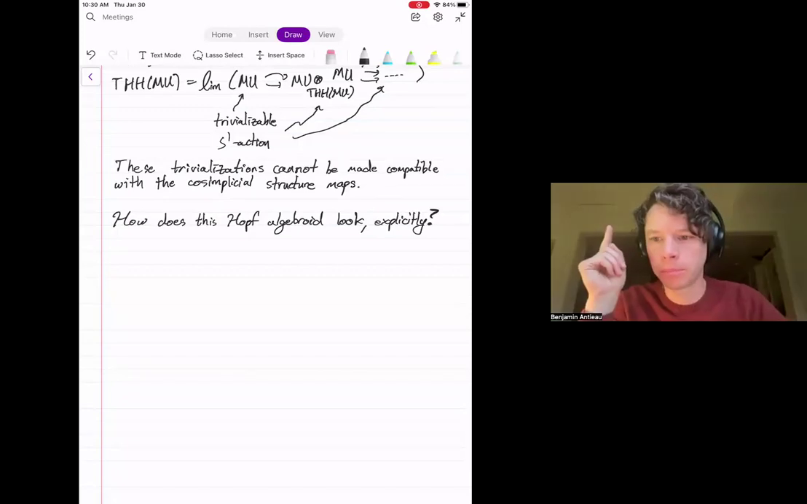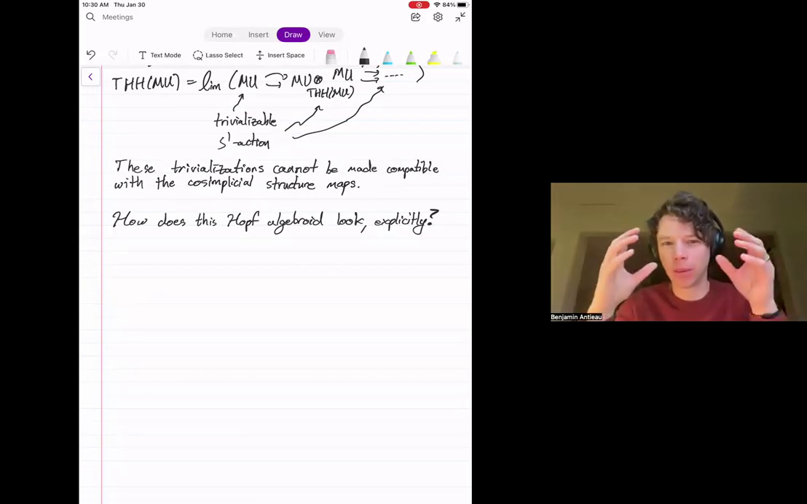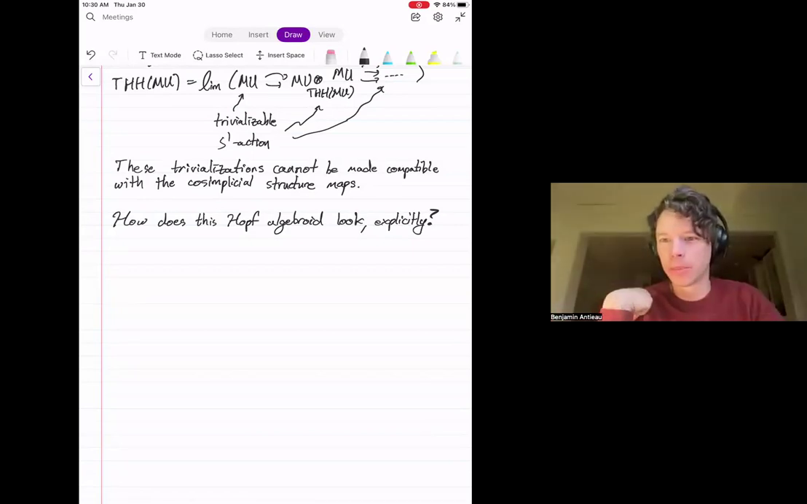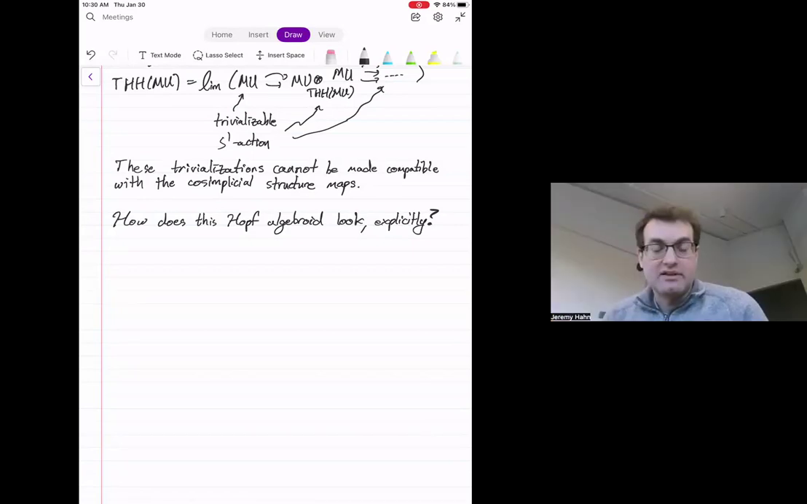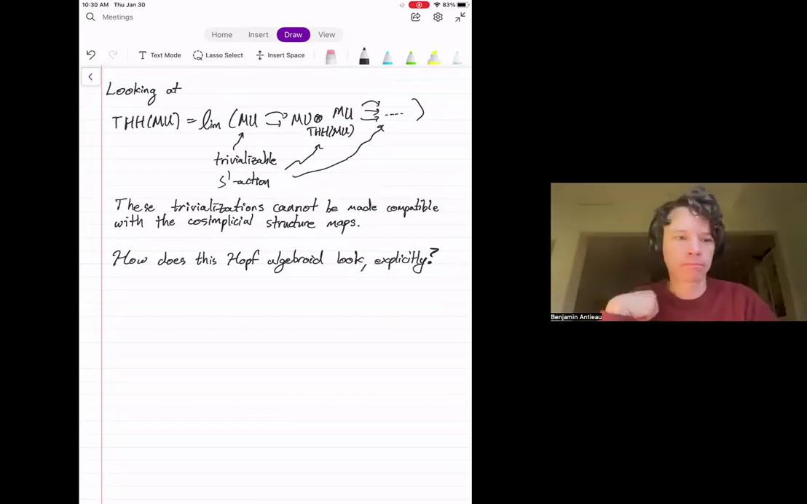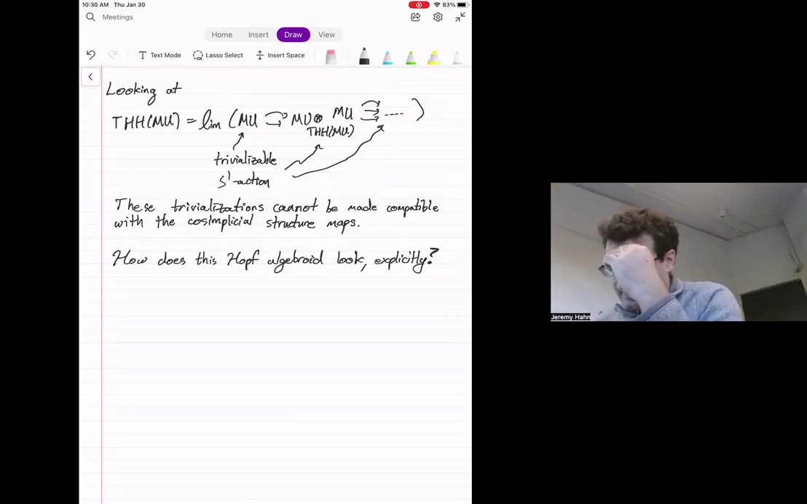Could I ask a quick question? Yeah. When you say they can't be made compatible with the cosimplicial structure maps, can they be made compatible one at a time, but not all of them at once? Yes. So, for example, if you look at just the first two elements in the cosimplicial structure map, you can make one of the two, the left or right unit, be trivial, but not both simultaneously. Thanks.